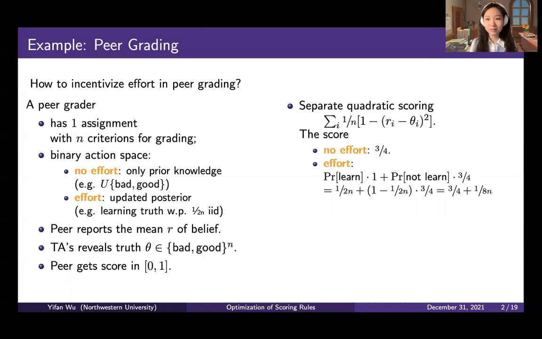So we can calculate the expected score for the peer. If the peer is not exerting any effort, she is reporting 1/2 on each of the dimensions, and the realized state, that is the TA's revealed truth, is either 0 or 1, and the expected score is 3/4. If the peer is exerting effort, the expected score is the probability of learning the truth times the highest score, plus the probability of not learning the truth times 3/4, which is the score for reporting 1/2. And the total expected score will be 3/4 plus 1/8n.